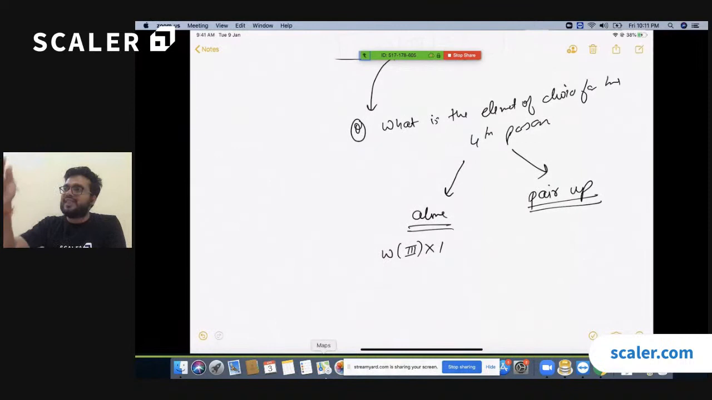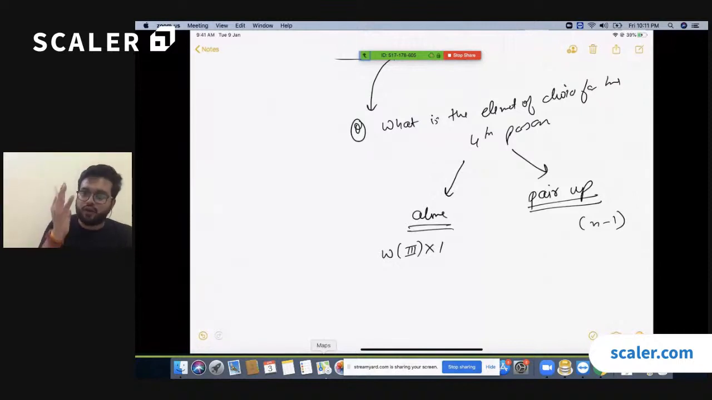I can pair up with any one of those 3. So what will I do? I will say that I have n-1 options to pair up. So if I'm solving the problem for the 4th person, there are 3 ways for me to pair up with somebody.